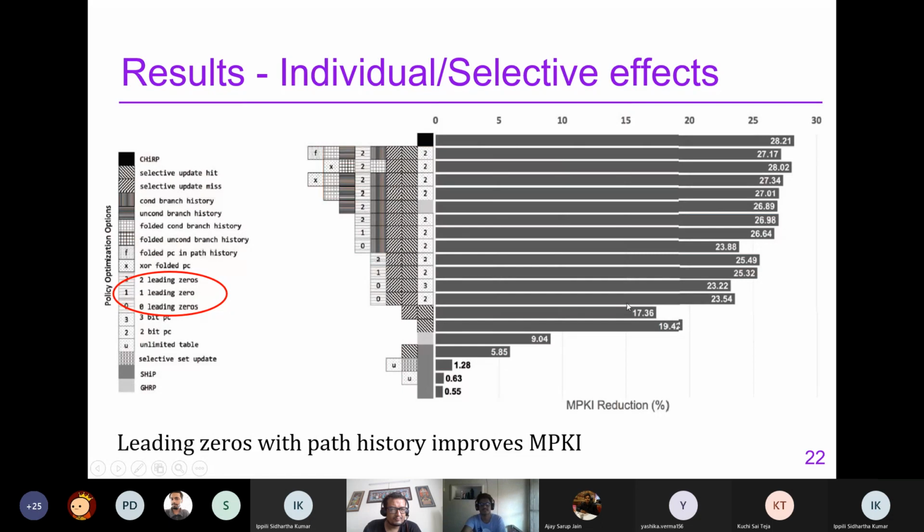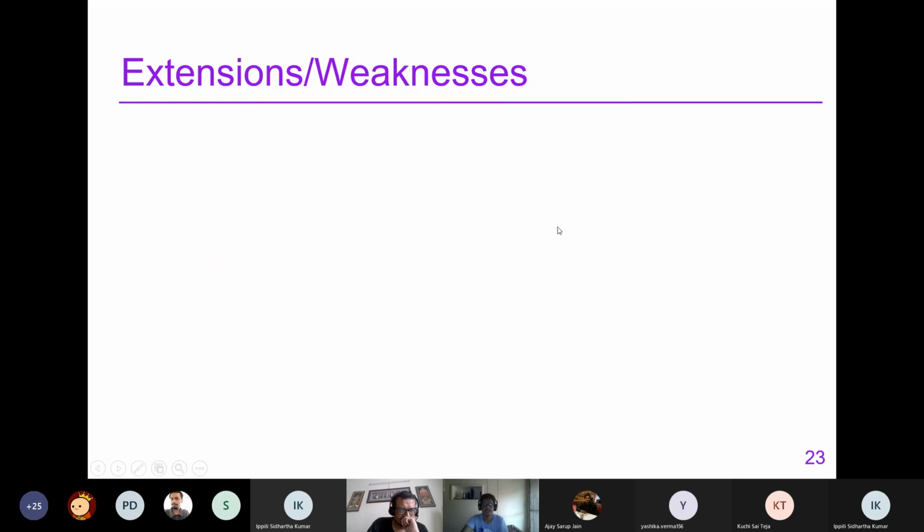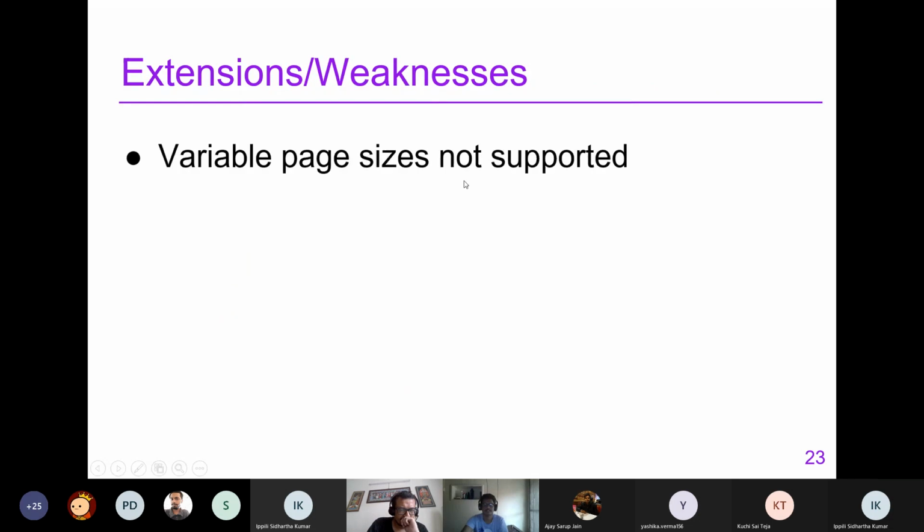This is probably due to the coarse granularity of the TLB, and it helps in modeling the flow, I guess, because the program counters accessing the same TLB entry are much farther spread apart. That is what I got from this observation. But yeah, the extensions and the weaknesses are given here.